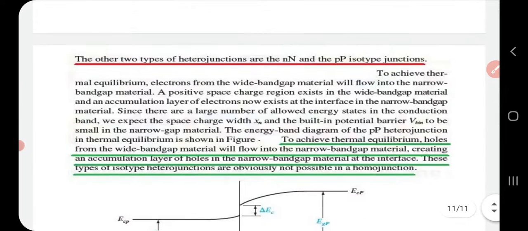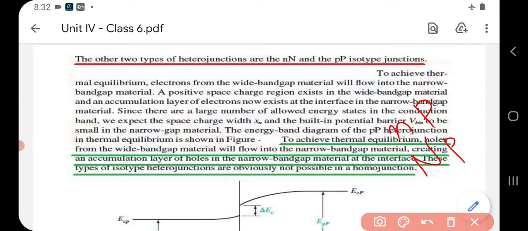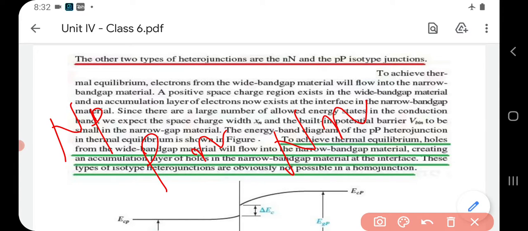Now the other two types of heterojunctions are this one. So we have discussed about how many heterojunctions? Four. That is, we have discussed about this heterojunction, we have discussed about this type of heterojunction, and now we are going to discuss about these two types of heterojunctions: capital N small p, capital P small n, capital N small n, capital P small p.